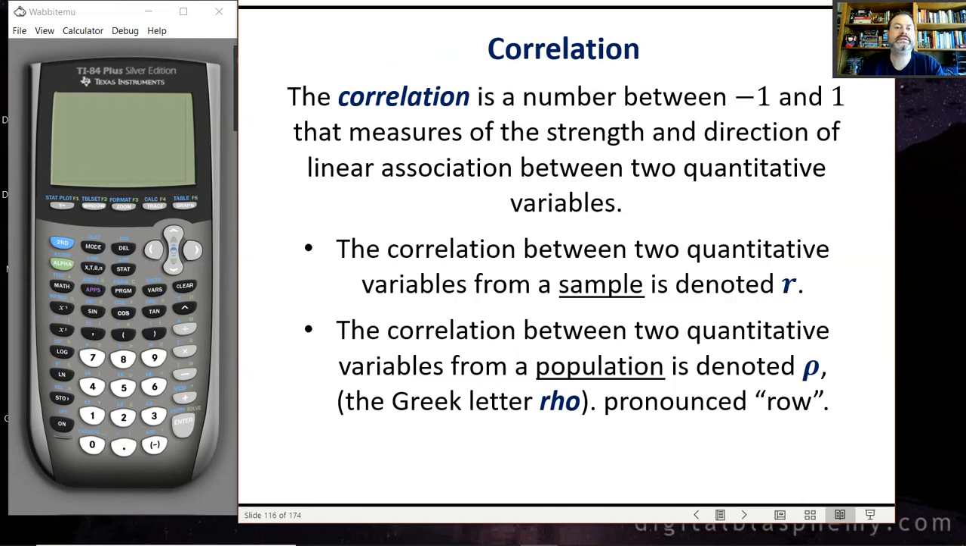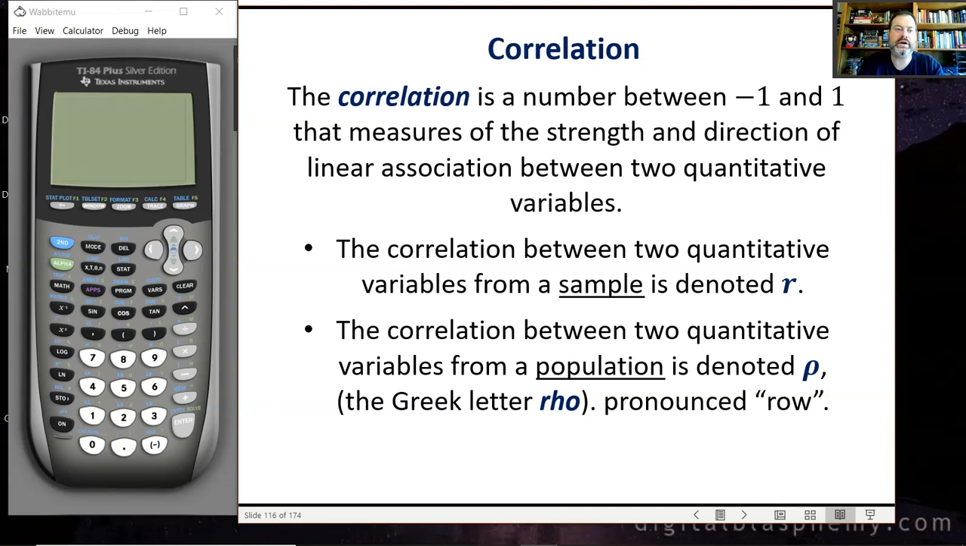Now we're going to look at a single number that does the describing for us, and it's called the correlation. So the correlation is a very technical statistics term. It is a number between -1 and 1 that measures the strength and direction of a linear association between two quantitative variables.